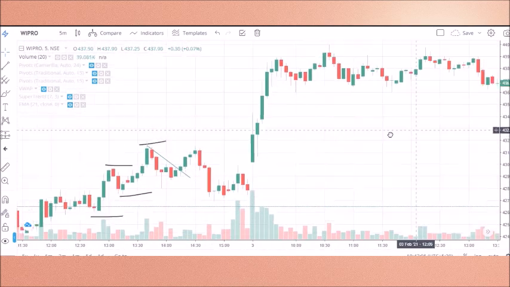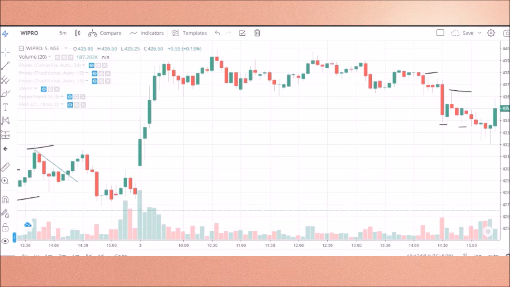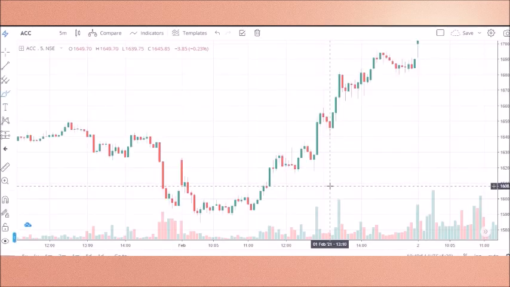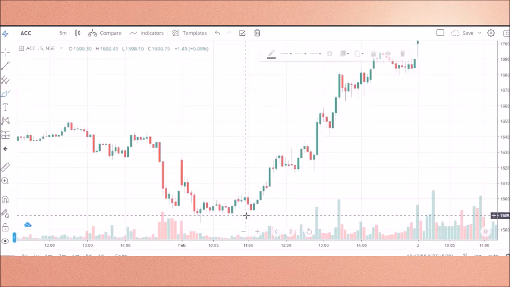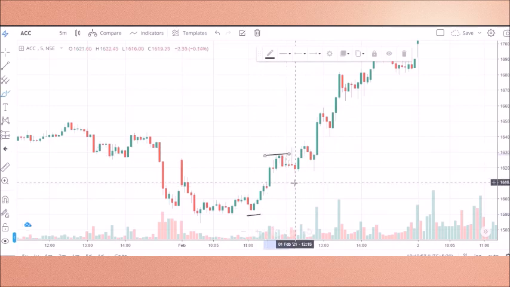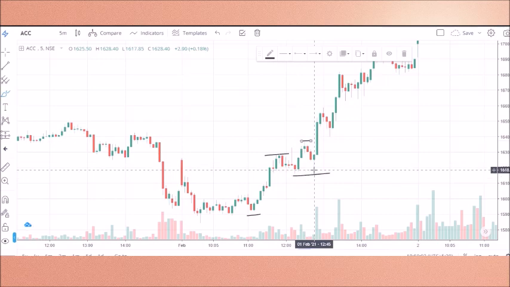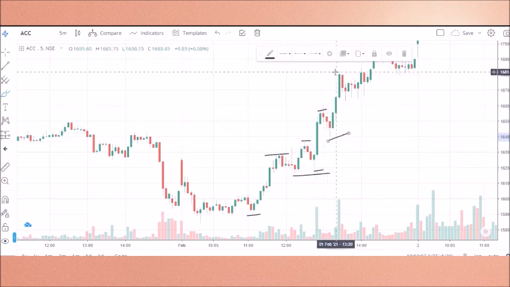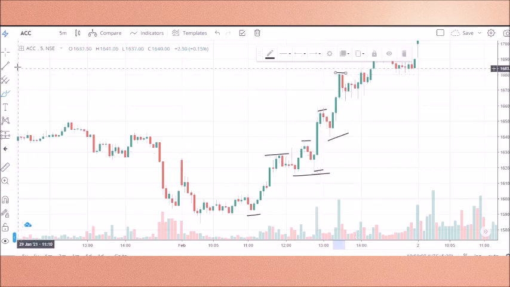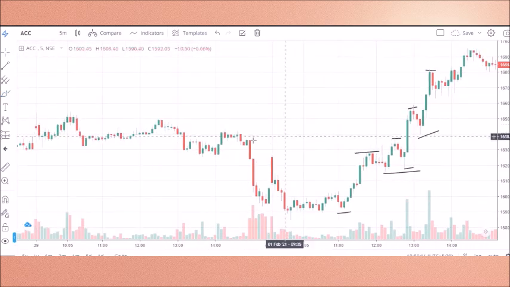Let's check. Similarly, you can check for any stock for that matter. Let's check one more. Here see low, high, higher low, higher high, again higher low, higher high, higher low, higher high. So it is uptrend, confirmed.